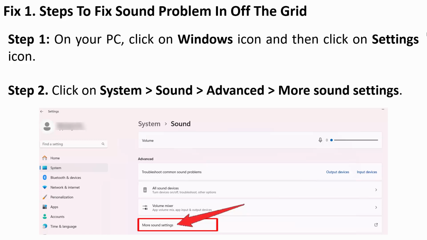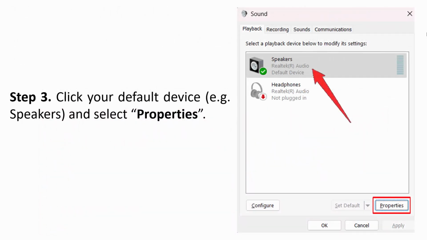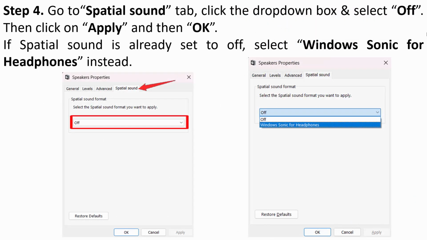On your PC, click on Windows icon and then click on Settings icon. Click on System, Sound, Advanced, More Sound Settings. Click on your default device, example speakers, and select Properties. Go to Spatial tab, click the drop down box and select Off. Then click on Apply and then OK.